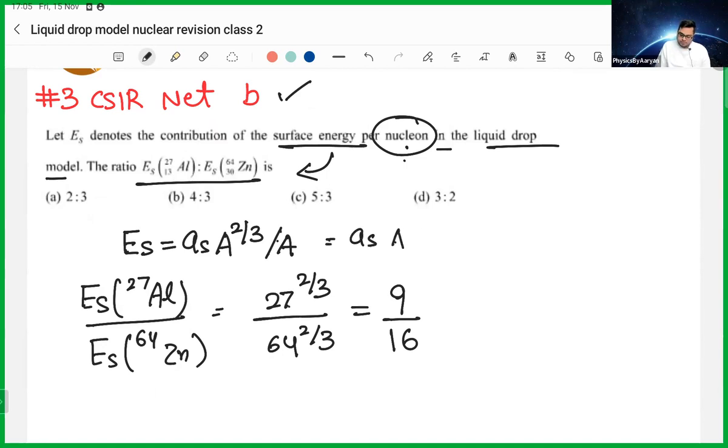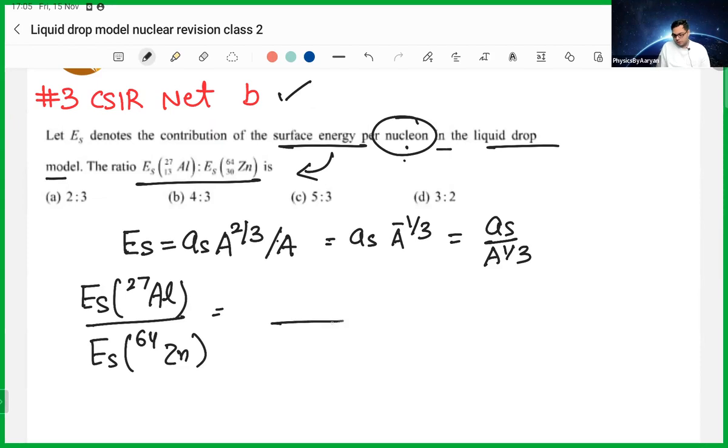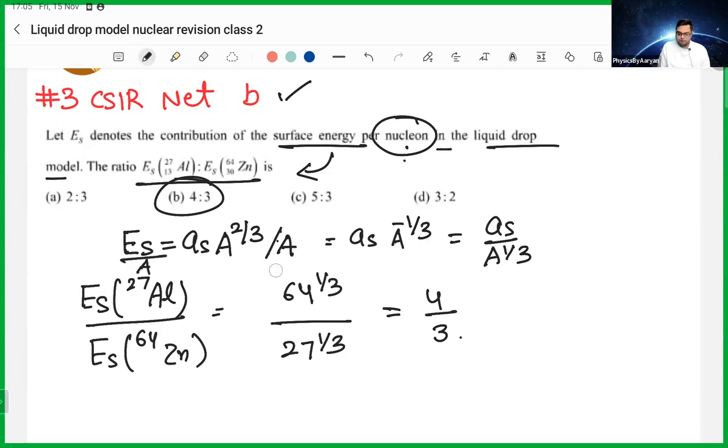This will become A to the power -1/3, which will be 1 by A^(1/3). So it will be 27 to the power 1/3 and this will be 64 to the power 1/3. So this will be 4 and this will be 3, which is your option number B. ठीक है. So this is your surface energy, but this is your surface energy per nucleon. Per nucleon means you have to divide by A. ठीक है. So that is how you have to solve the questions.